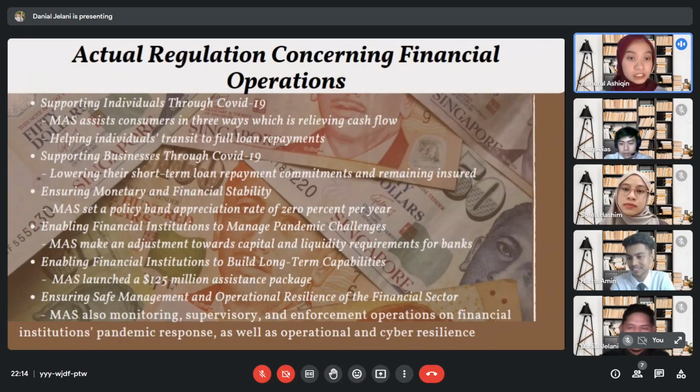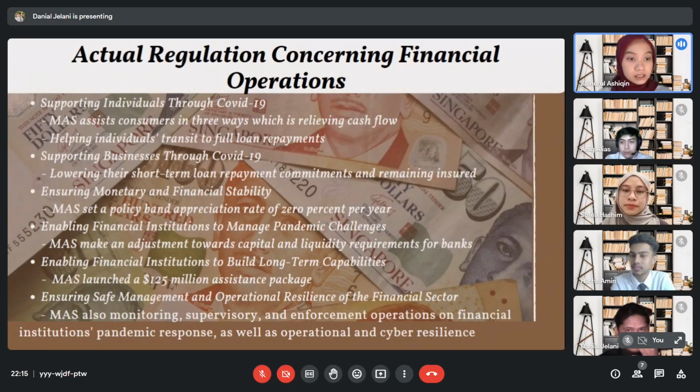MAS will make an adjustment towards capital and liquidity requirements for banks, determine the accounting loan loss allowance, postpone the implementations of regulatory reform, report timelines will be extended, and industry projects will be postponed, interrupt on-site inspections and supervisory visits, and ensure sound risk management.